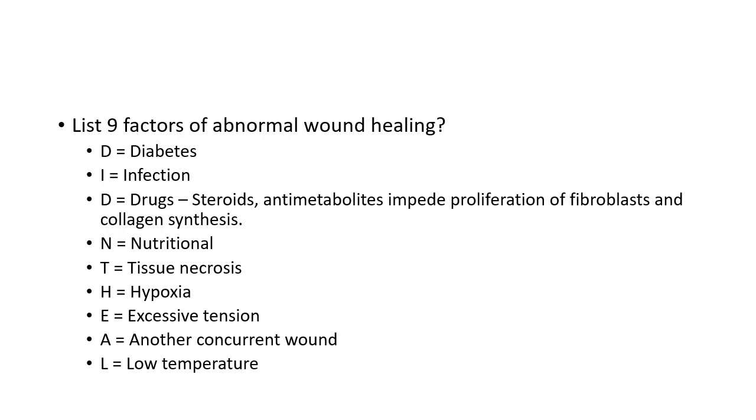So once again, the 9 factors for abnormal wound healing are characterized by the mnemonic DIDN'T HEAL, and those were diabetes, I, infection, D, drugs, N, nutritional, T, tissue necrosis, H, hypoxia, E, excessive tension, A, another concurrent wound, and L, low temperature.